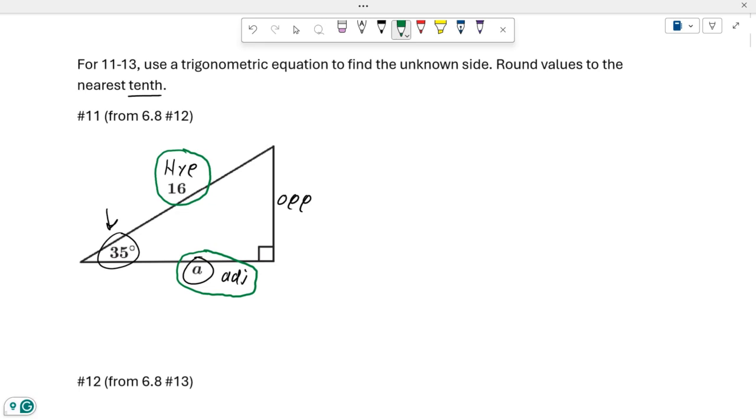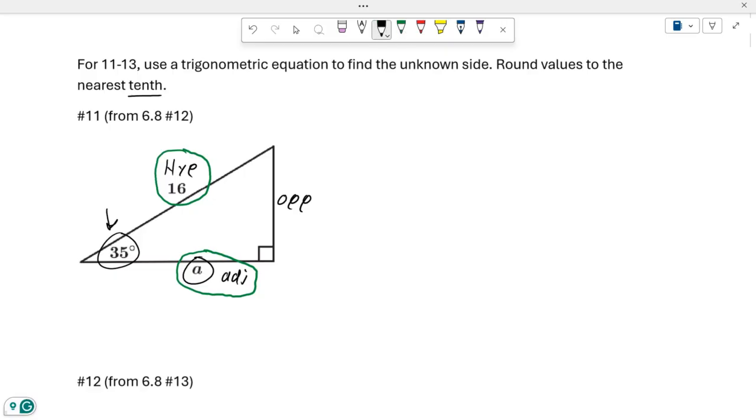And we say, based on the things that I've circled in green, which trig function, sine, cosine, or tangent, deals with both adjacent and hypotenuse? So I would encourage you to think about that for a second. Pause the video if you need to. Ask yourself which trig function deals with adjacent and hypotenuse.